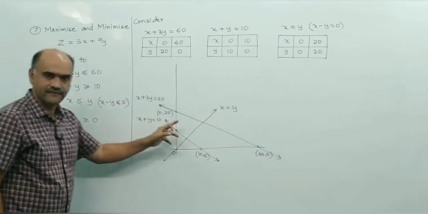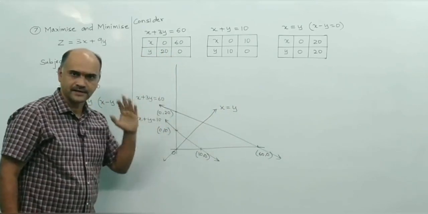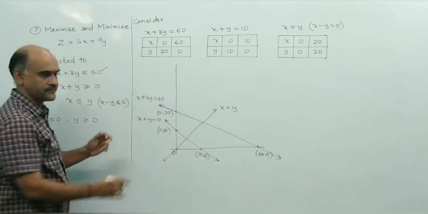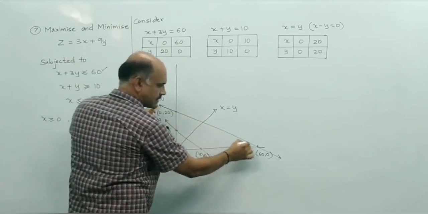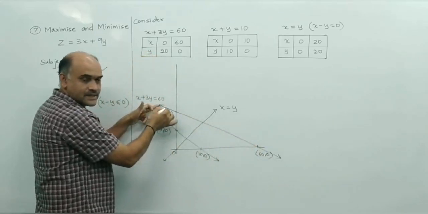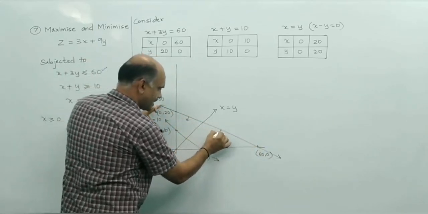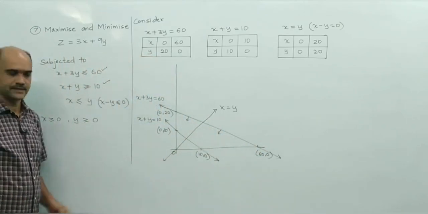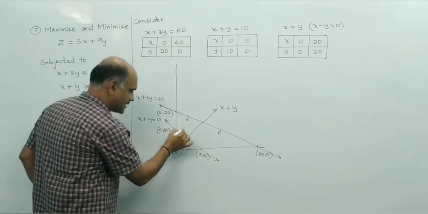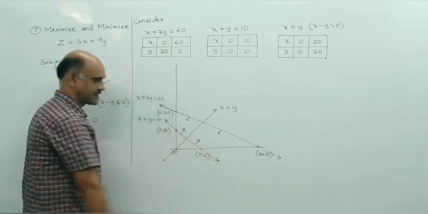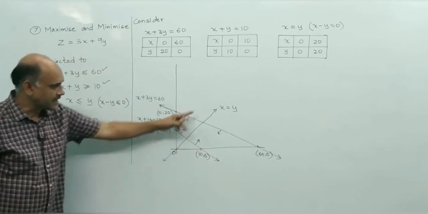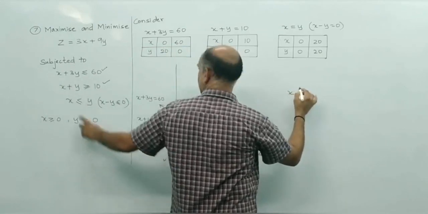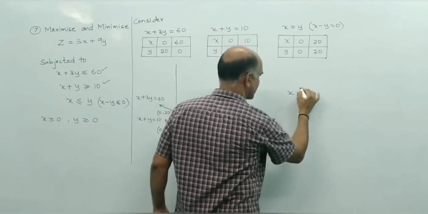Now again find the feasible region. Either this side or this side you will get. But let us try and see. For the first equation, it is less than, so for the first line, less than means it will be towards the origin, this side or this side. For the second line, it is greater than, so for the second line, greater than means away from the origin, this side or this side. Now the third line says x equal to y, or you can say x less than or equal to y.